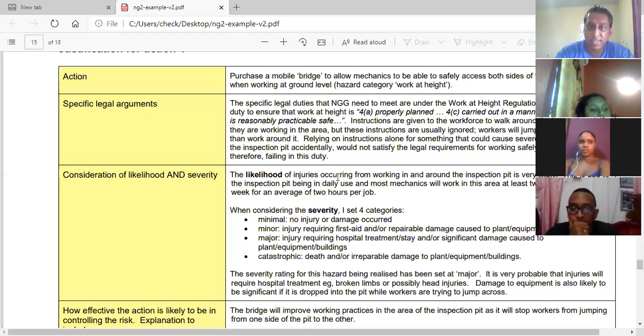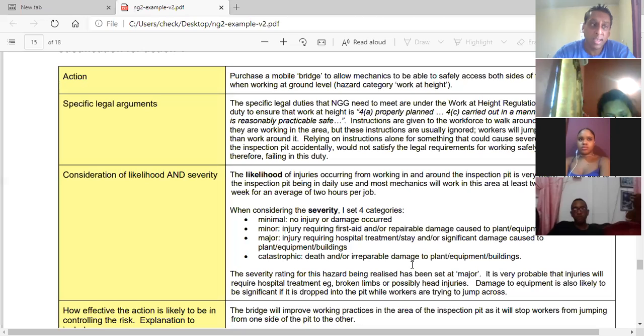The likelihood of injuries occurring from working in and around the inspection pit is very likely. This is due to the inspection pit being in daily use, and most mechanics will work in this area at least 2 to 3 times per week for an average of 2 hours per job. I guess they went on to say how likely it is and why. When considering the severity, I set 4 categories: minimal, no injury or damage occurred; minor, injury requiring first aid; major, injury requiring hospital treatment; catastrophic, death and/or irreparable damage to plant, equipment and building.